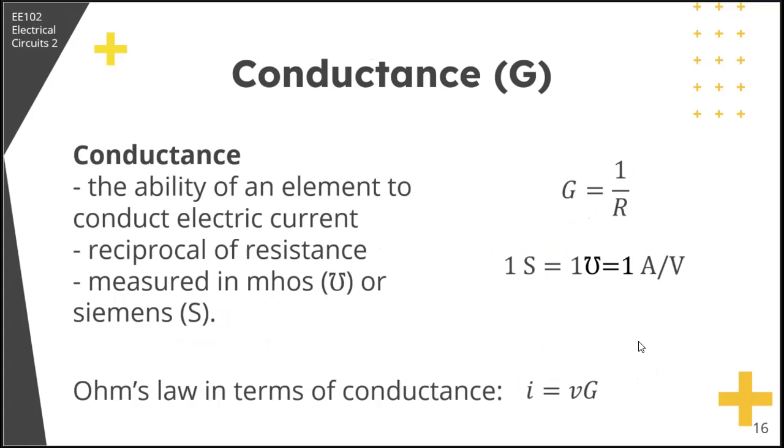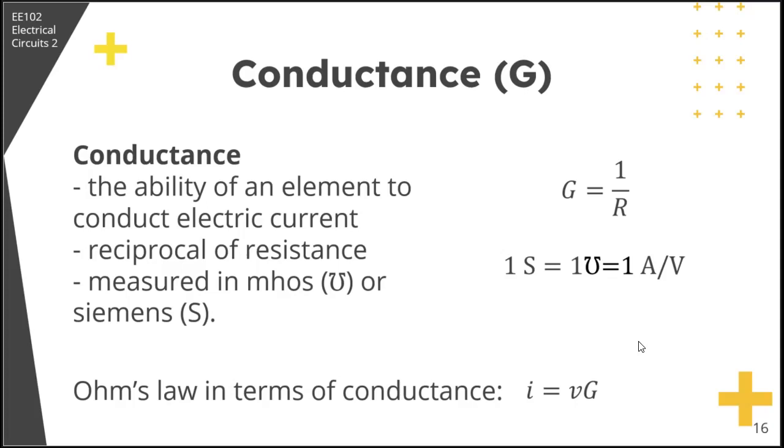On a side note, just in case you wonder, the opposite of resistance is called conductance. Conductance is a measure of how well an element will conduct electric current. The unit of conductance is mho, that is ohm spelled backward. Mho is the reciprocal of ohm. It has the symbol inverted omega. However, the SI unit for conductance is not mho, it is Siemens.